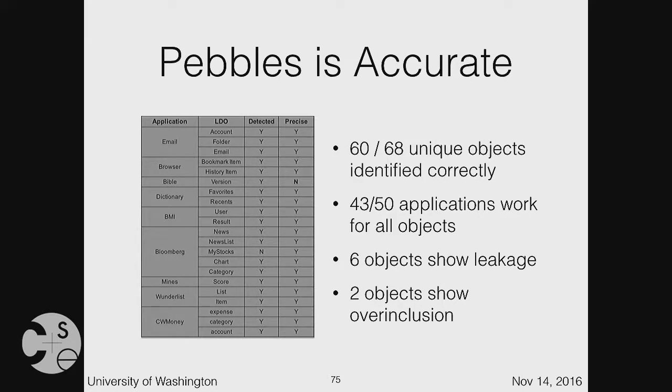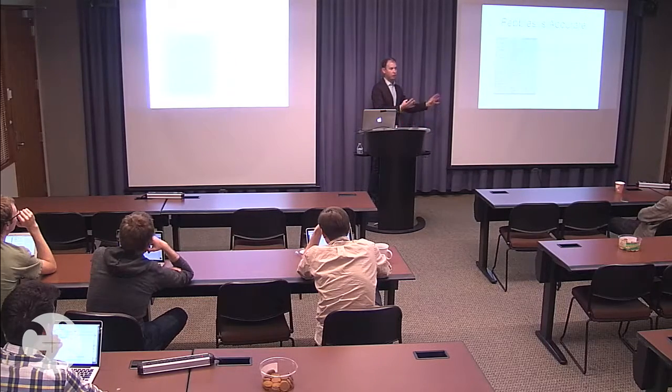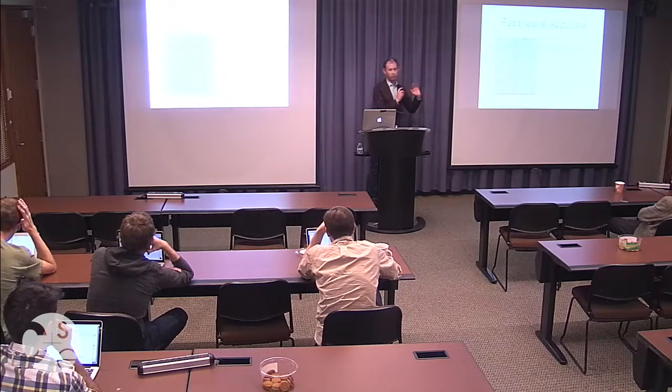Overall, we found 60 of 68 of these unique objects correctly. So keep in mind we're doing this without any special requirements on the developers. We're not asking them to give us annotations. We're not asking them to code something in a specific way. We are just taking these apps off of the Android marketplace and running them. So we thought that was pretty cool to get that high of a measure of correctness.